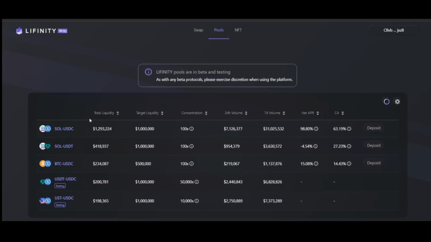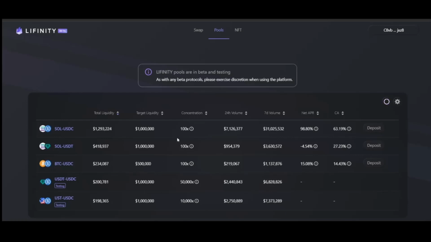But all that to say, users will not be able to deposit into this pool because it's already reached its target liquidity. But take Sol USDT, for example, you will be able to deposit because it has less than the target liquidity. And similarly for BTC USDC.